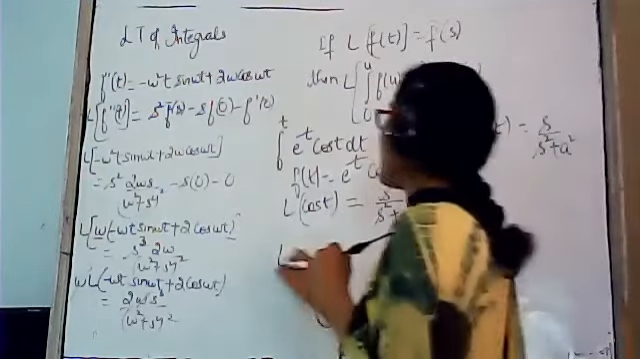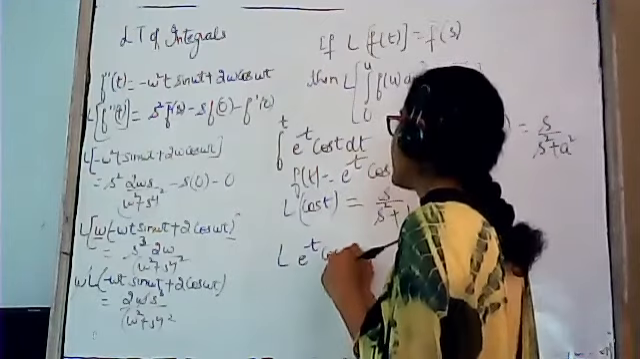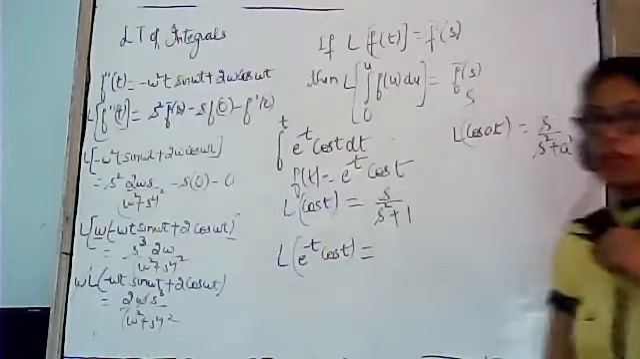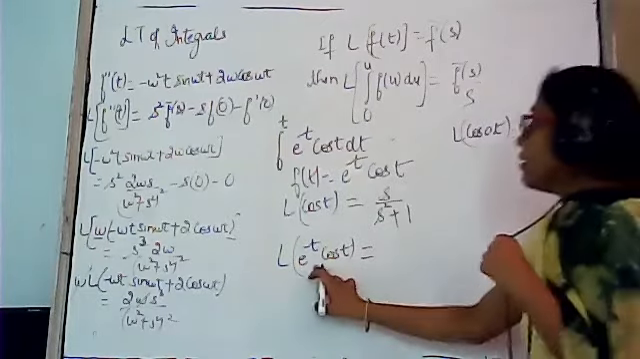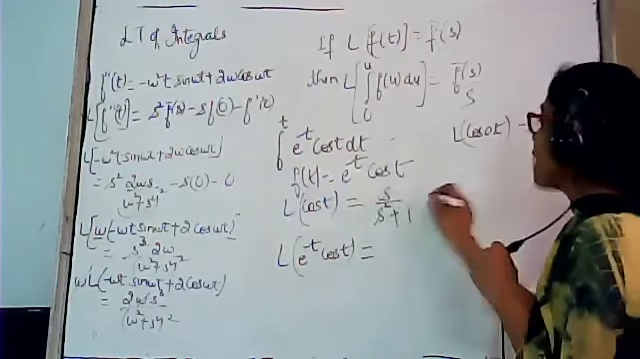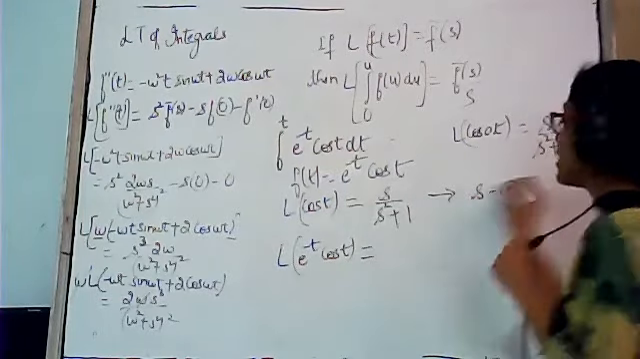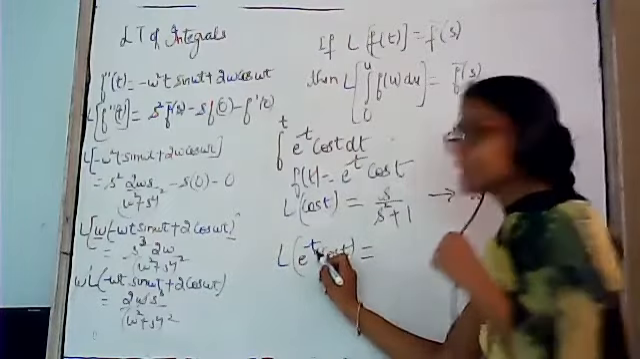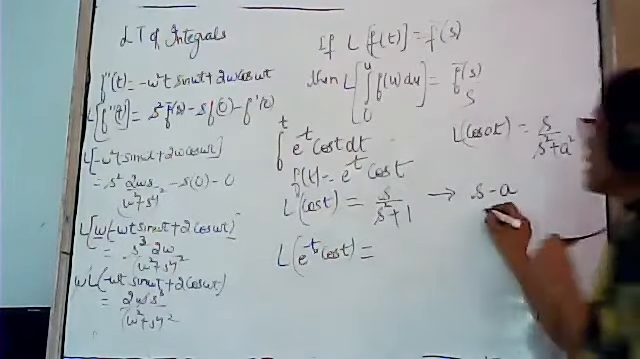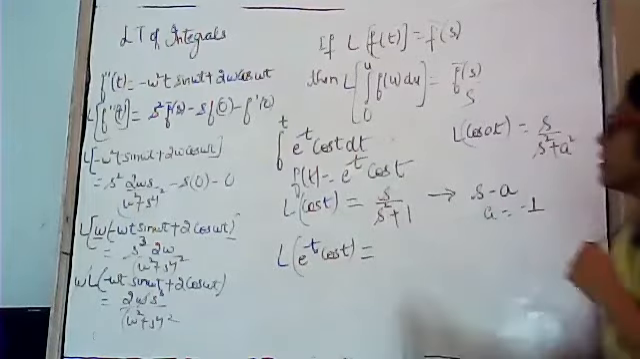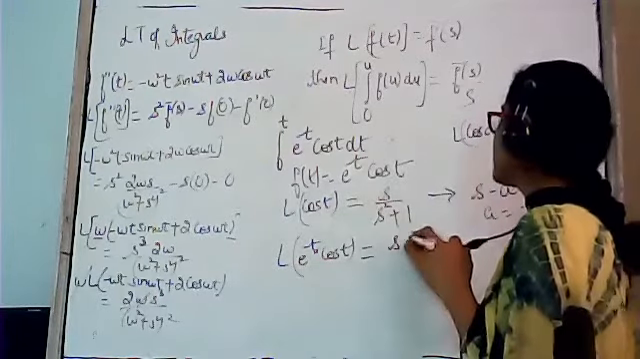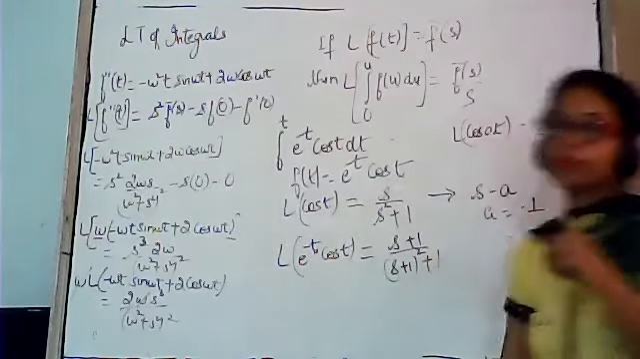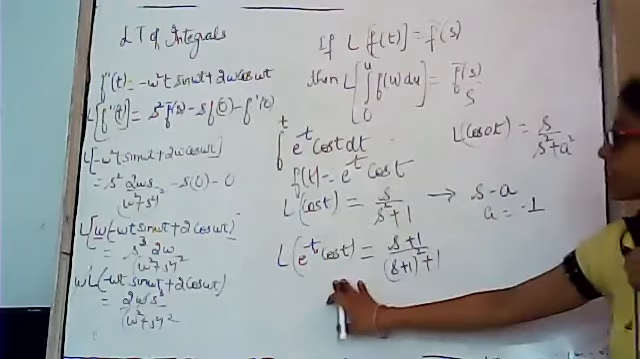Now we want to find the Laplace transformation of e to the power minus t cos t. First shifting property. I hope you remember this. Wherever we have s, we have to replace s with s minus a, where a is the coefficient of t in the exponential term. We have a equals minus 1. So this result will become s plus 1 upon s plus 1 the whole square plus 1. Is this clear? We did this kind of question yesterday also.